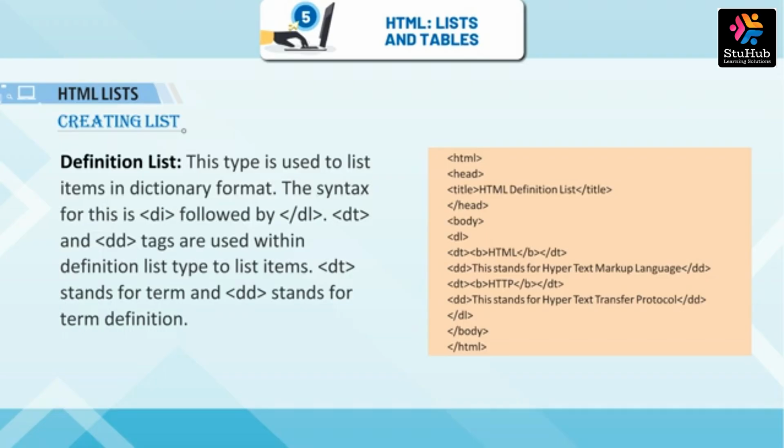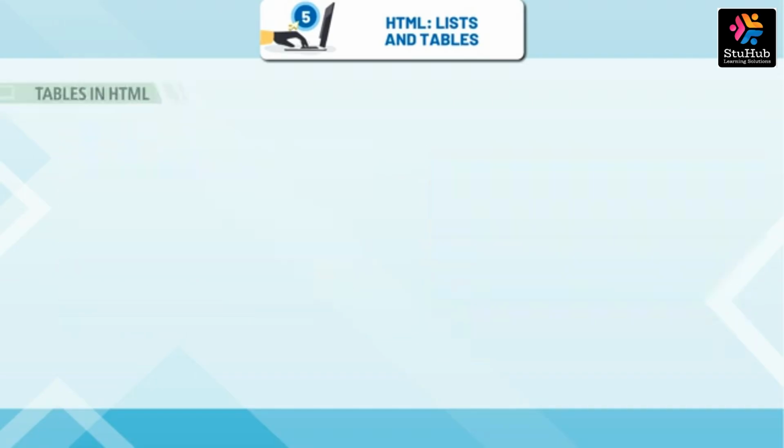Definition list. This type is used to list items in dictionary format. The syntax for this is <dl> followed by </dl>. DT and DD tags are used within the definition list to list items. DT stands for term and DD stands for term definition.